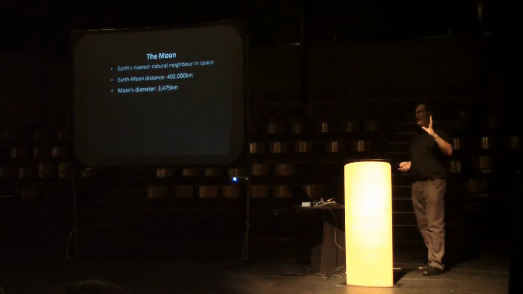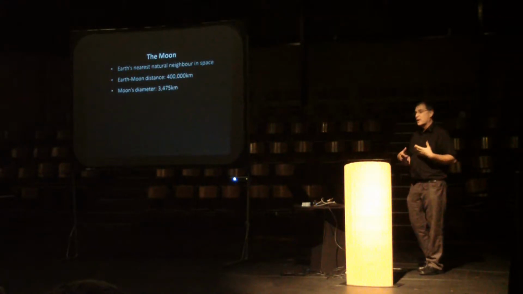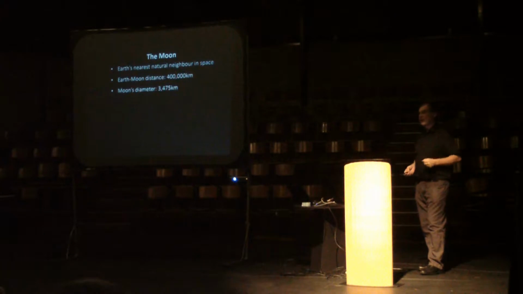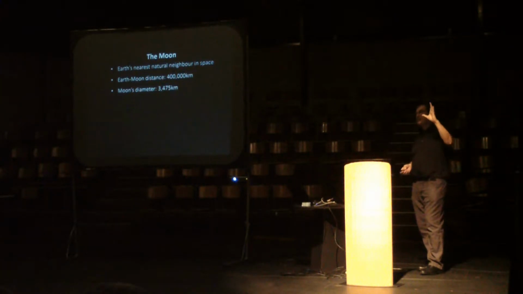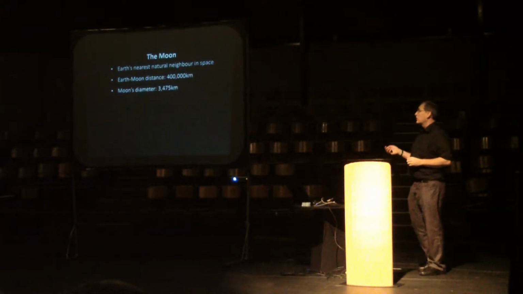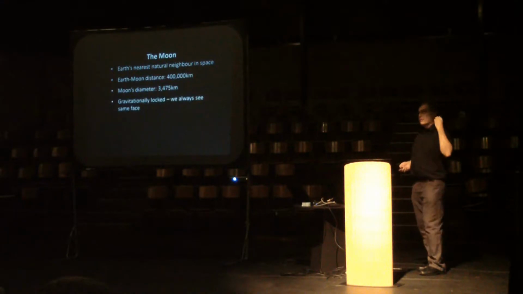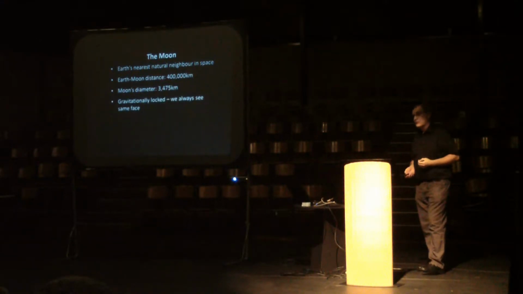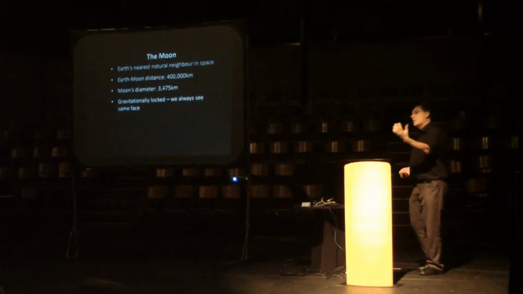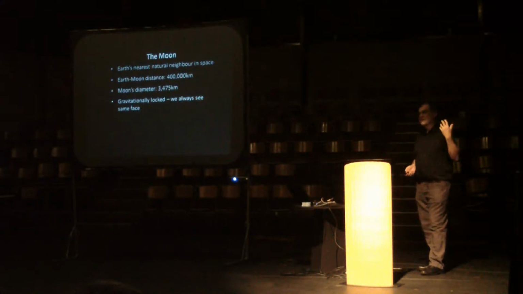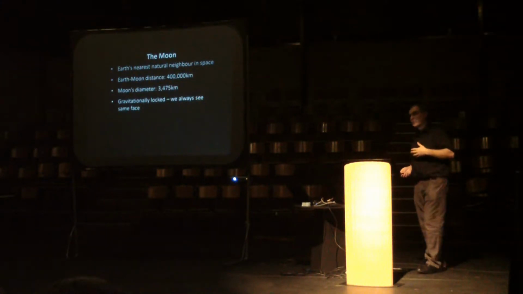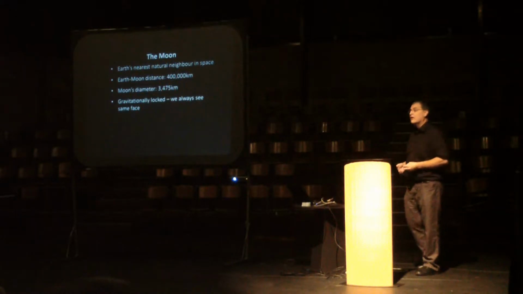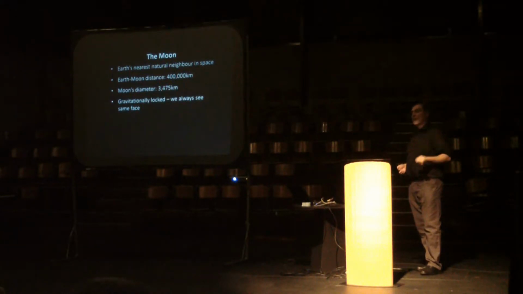An object that size, that far away, is large enough and close enough to subtend a decent size in the sky. So if you go out on a night when the Moon is up, you can see the Moon as a disk, and it has tangible features on it. Now, the Moon is gravitationally locked to the Earth, so as it goes around us, we always see exactly the same face pointing back towards us. So that's a very familiar face whenever you look up at the Moon. It's always the same features that you see.